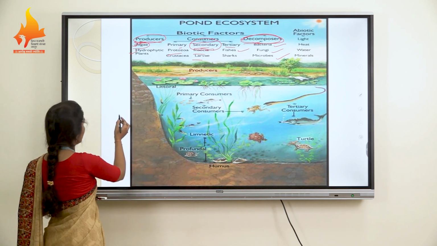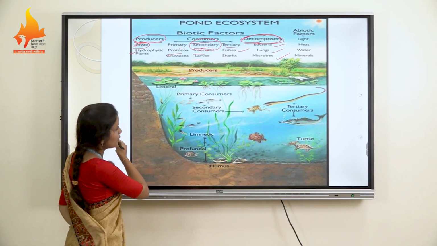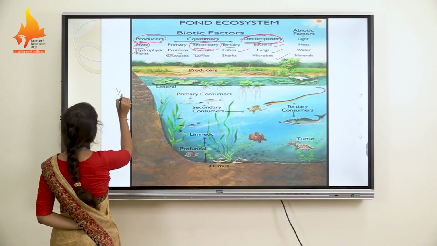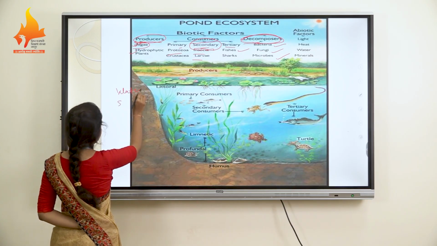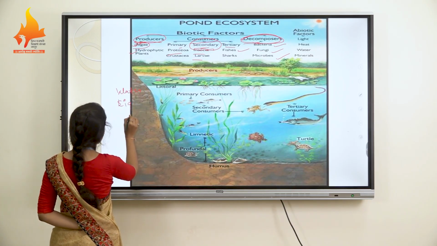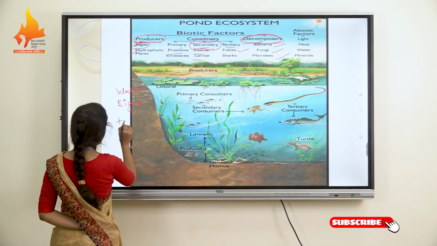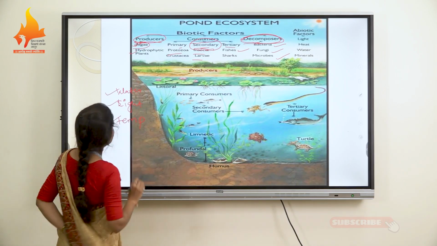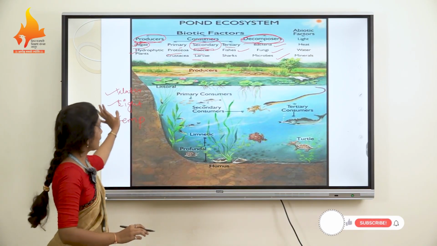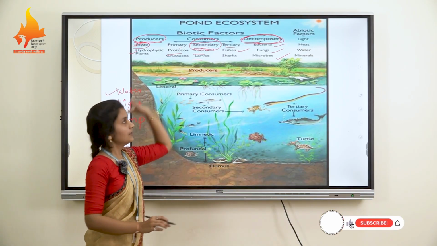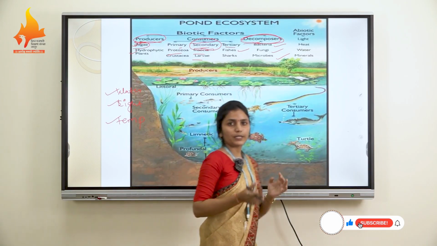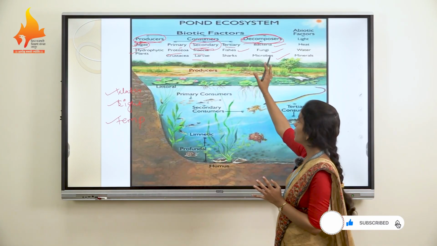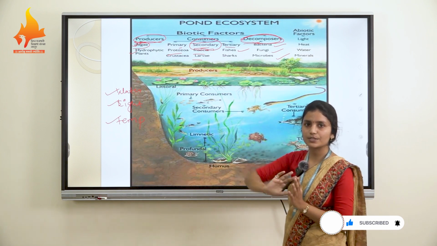And what are the abiotic components of the pond ecosystem? Water, next light, temperature. By using these non-living things, or abiotic factors, the biotic factors prepare or obtain their own food and live their life, and it forms the pond ecosystem as well as the forest ecosystem.